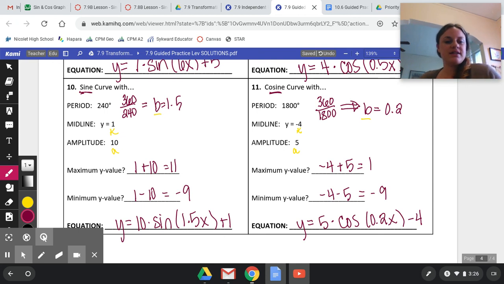All right, so one thing to note is on problem number 10, when you write the equation, I do not care if you write 1.5x or if you write 3/2 x. Either one is fine.